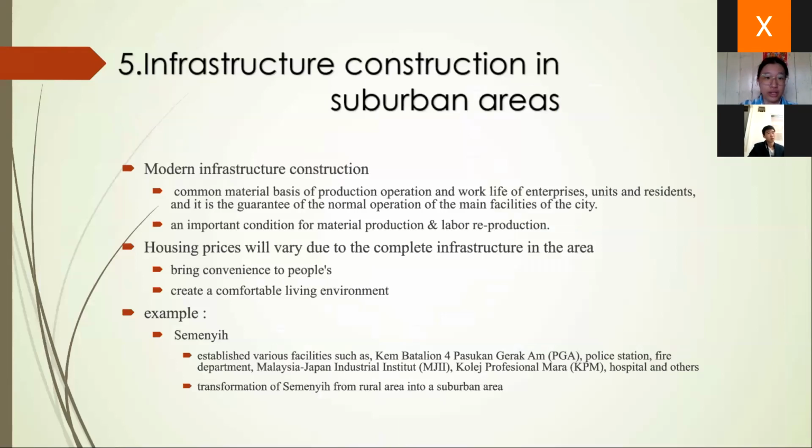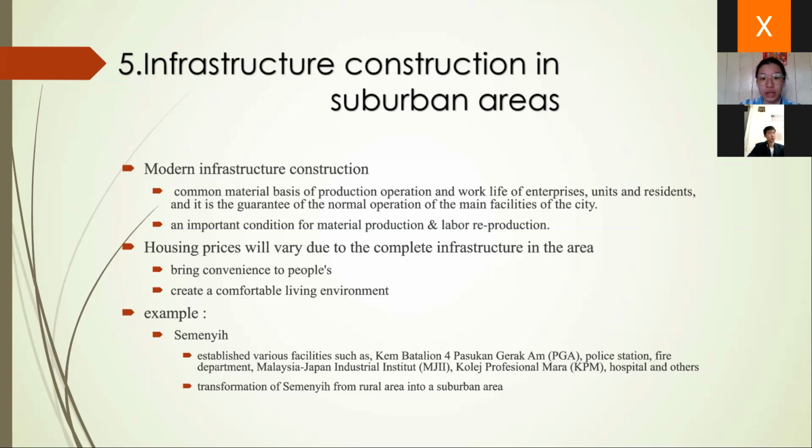And the last cause is infrastructure construction in suburban areas. Modern infrastructure construction is the common material basis of production, operation, and work life of enterprises, units, and residents, and it is the guarantee of the normal operation of the main facilities of the city. Modern infrastructure construction is not just an important condition for material production, but also an important condition for labor reproduction. Housing prices will vary due to complete infrastructure in the area.